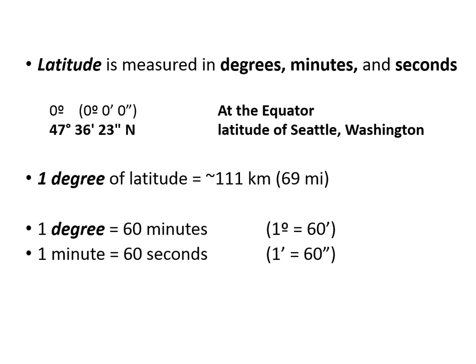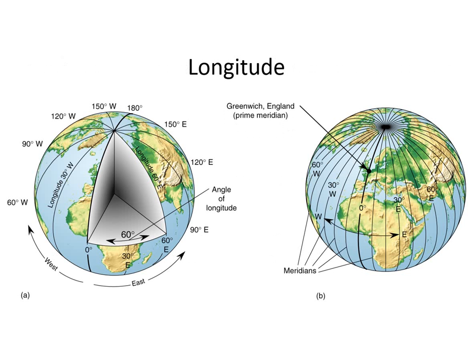1 degree of latitude, this is just sort of a rule of thumb, is about 111 kilometers. And it doesn't matter where you are. If you traverse 1 degree of latitude, it will always be approximately 111 kilometers. So again, this is latitude.